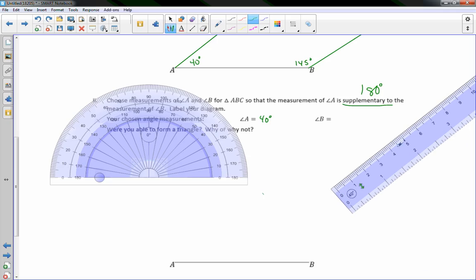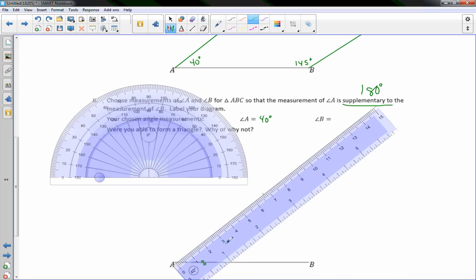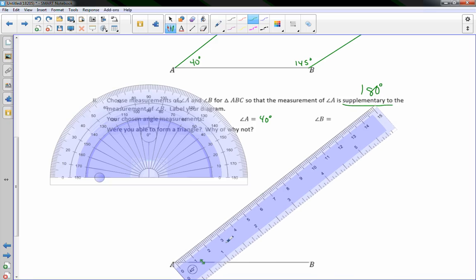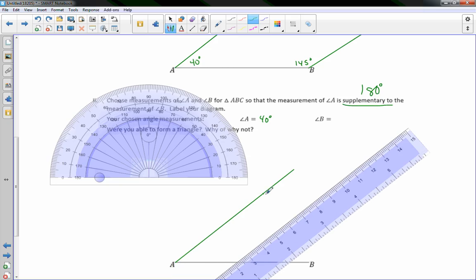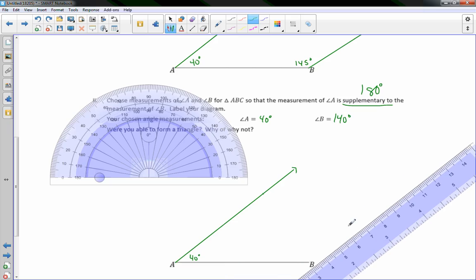So as you can see, I kind of cheat with this because this ruler has a protractor built into it, and it tells me the measure of the angle that I have the ruler at. And so when I line that up with A and I draw a segment, it actually went right through that point that I made with the protractor. So that is 40 degrees. Okay, well, what's a supplement of 40? It's 140. 140 plus 40 equals 180. So I need a 140 degree angle.